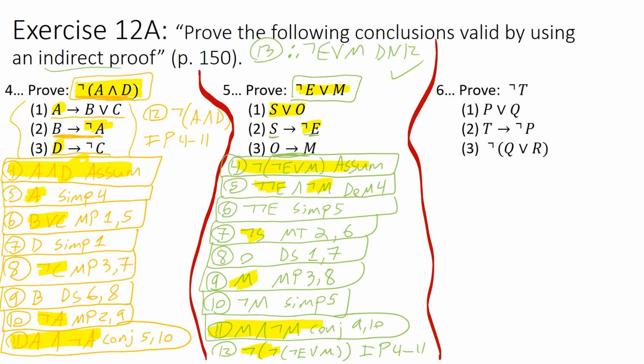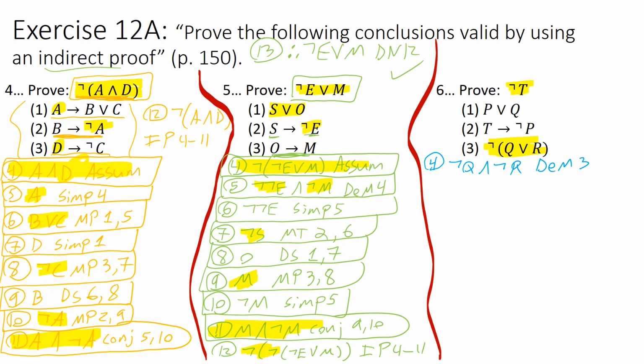Number 6, we have not T. That's what we want to prove, given our premises. And for the heck of it, let's just do De Morgan right now on line 3. So for line 4, we can get not Q and not R by De Morgan, line 3. Actually, we can just prove this right now through a direct proof.